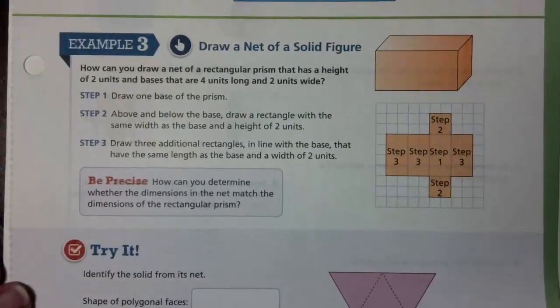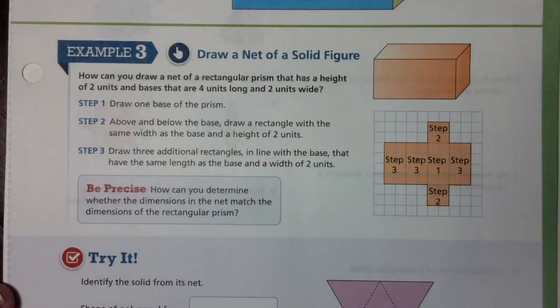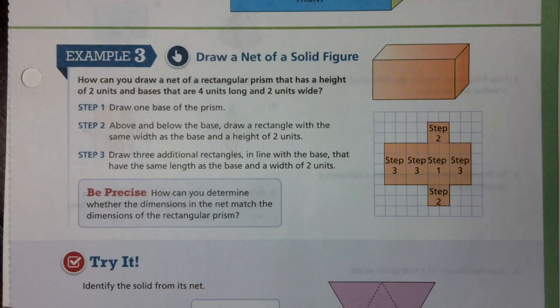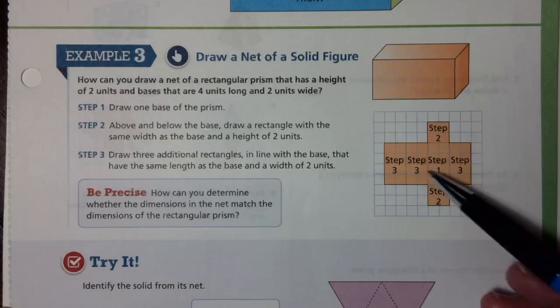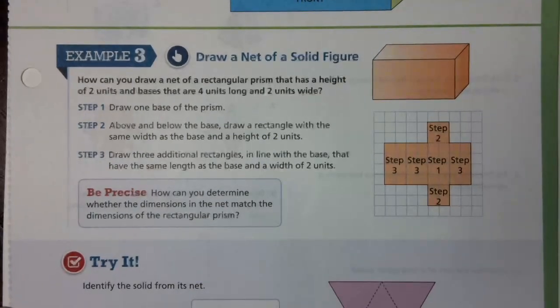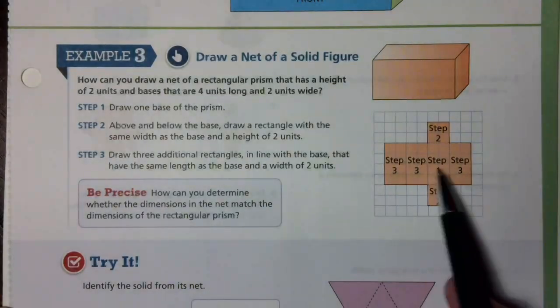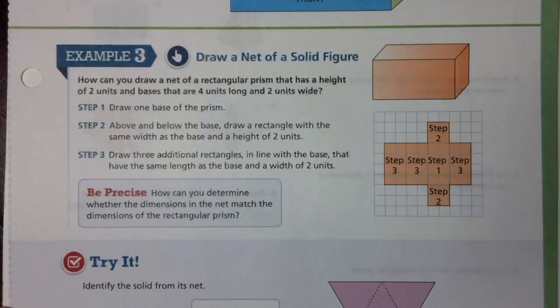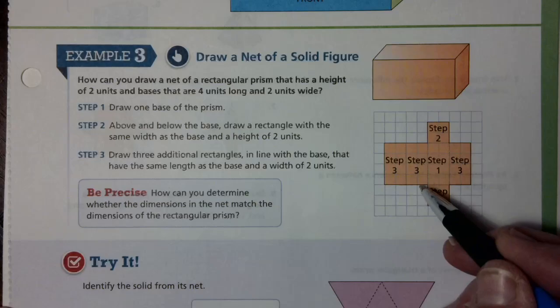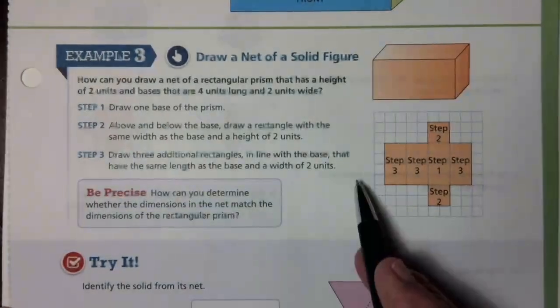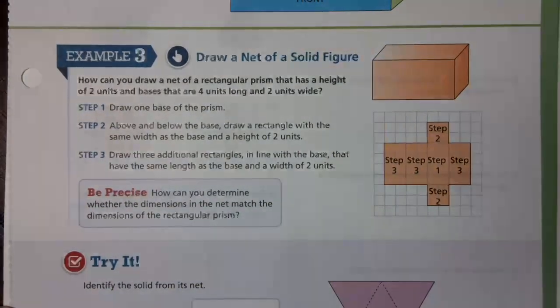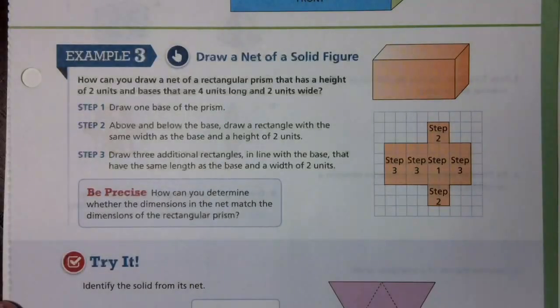All right, look at example 3. How can you draw a net of a rectangular prism that has a height of 2 units and bases that are 4 units long and 2 units wide? Well, it looks to me like they did it here. We got 4 by 2, 4 by 2. So the top and the bottom and the front and the back are all the same size. See that? The 2 end pieces. So this is top and bottom and front and back right here. And this is just like we did that one when we first started out today.